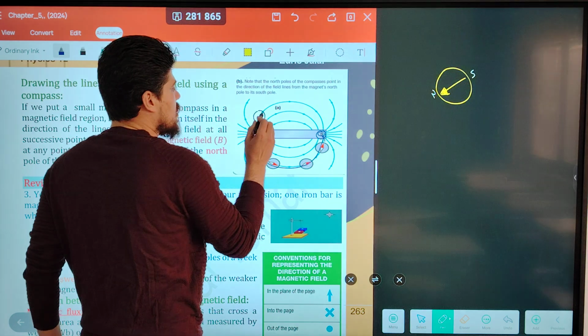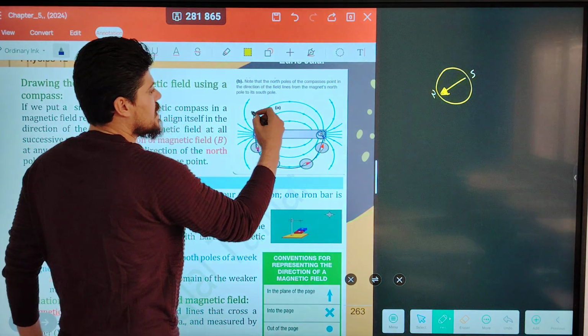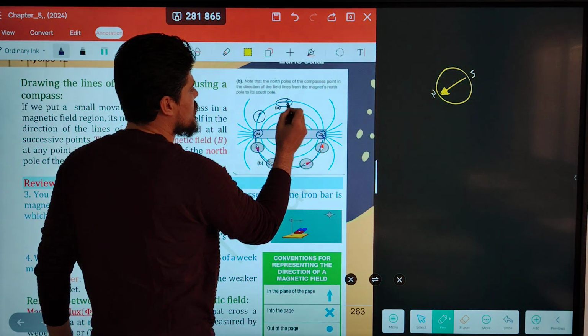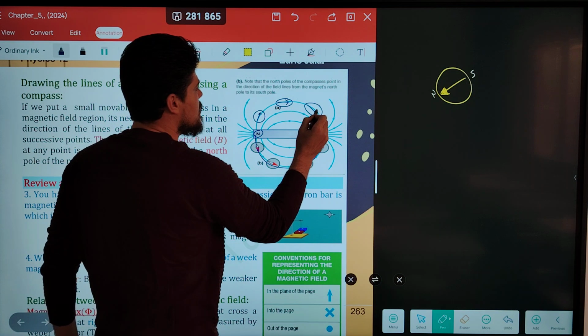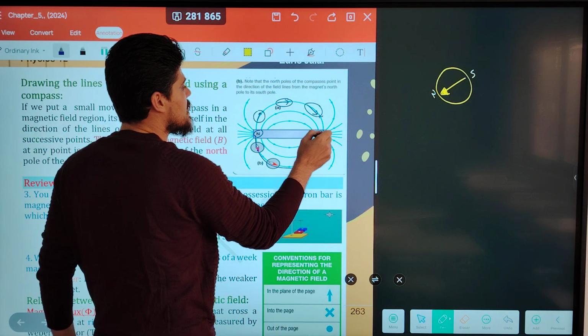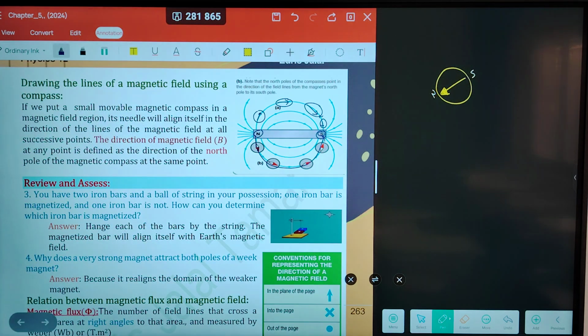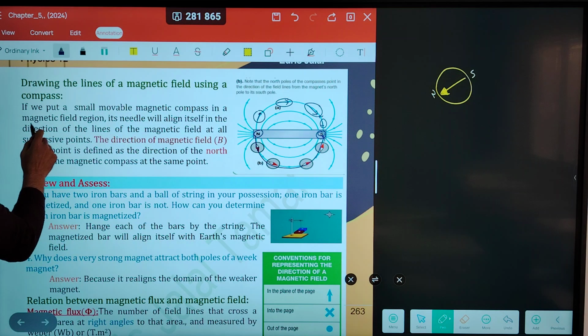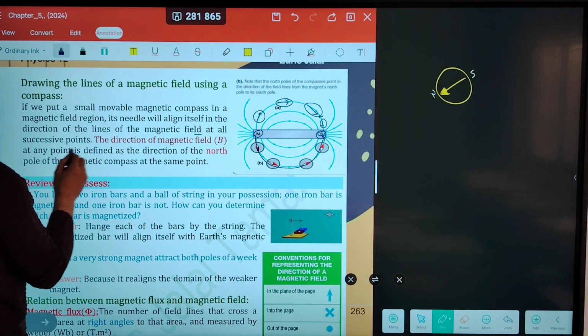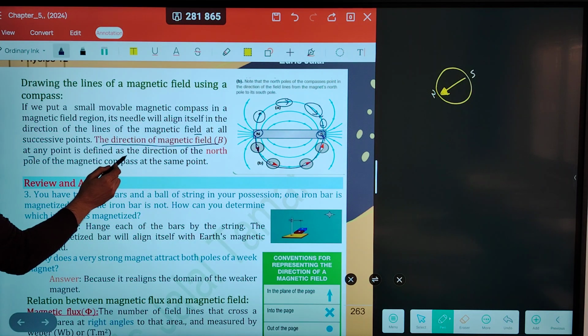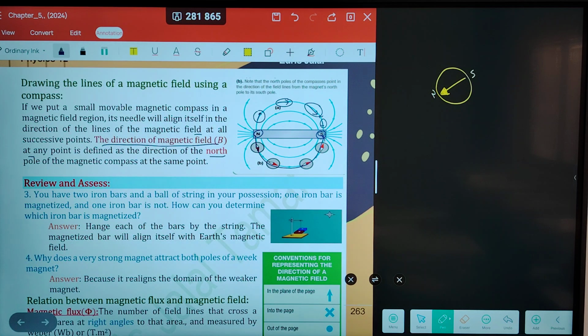If you put the compass here, the needle of the compass is directed in the direction of the field lines. If you put the compass here, the direction of the field line will be like this. If you put another compass here, its north pole is always directed to what? To the south pole of the bar magnet. If you put a small movable magnet compass in a magnetic field region, its needle will align itself in the direction of the lines of the magnetic field at all successive points. The direction of the magnetic field at any point is defined as the direction of the north pole of the magnet compass at the same point.